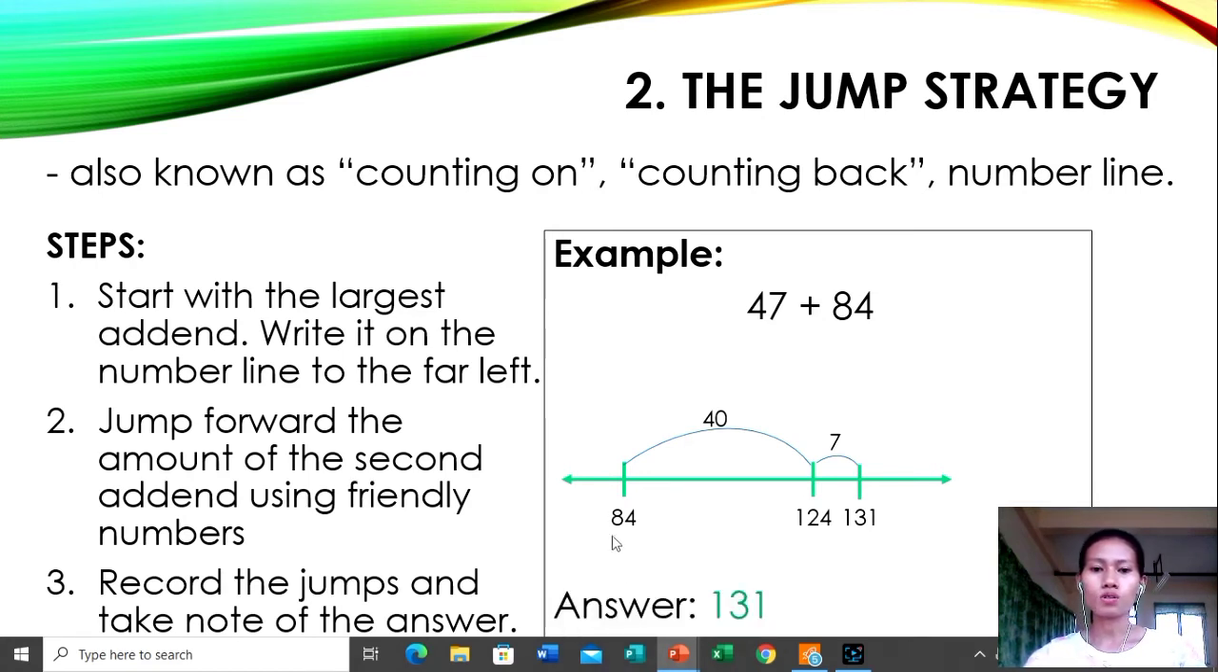So, we started at the largest addend or largest number, and then we jumped. And then, the number of jumps is based on the second number or the smallest number in the given. 47 times. In this case, we jumped 47 times. And then, the number that we landed on is the result. So, that is the jump strategy in addition.